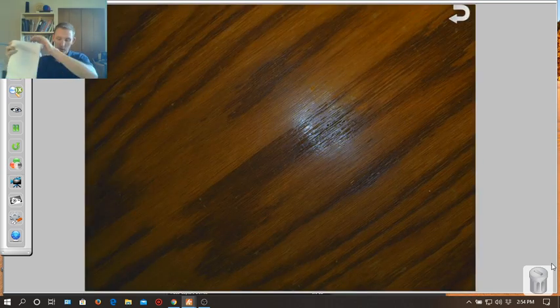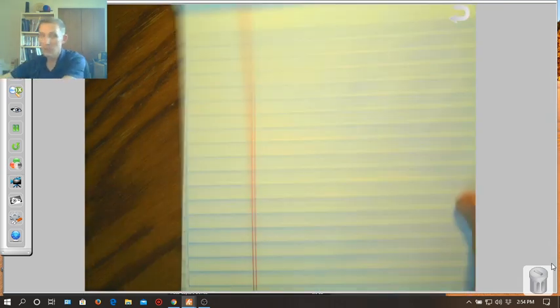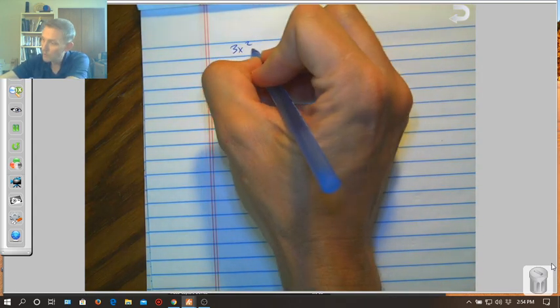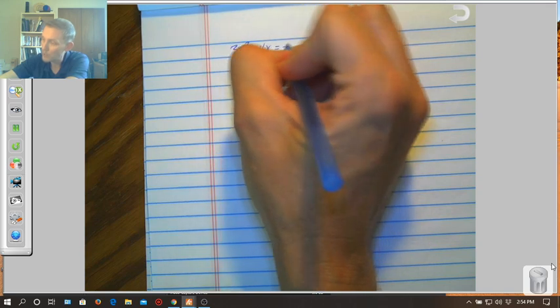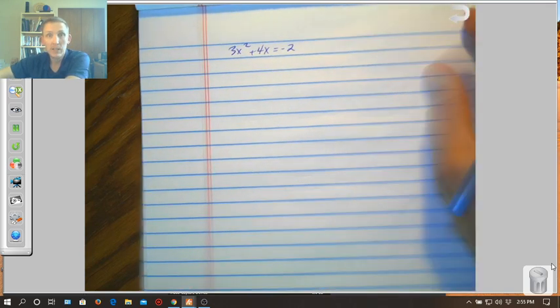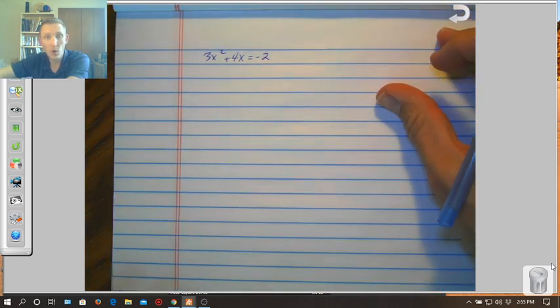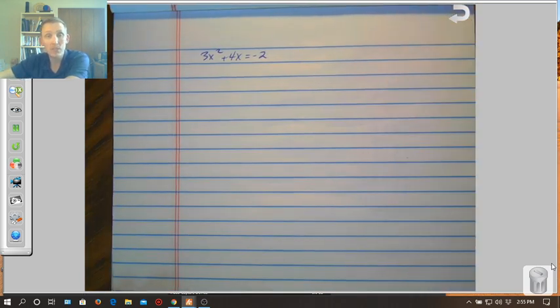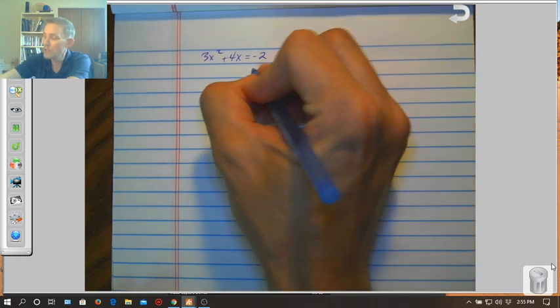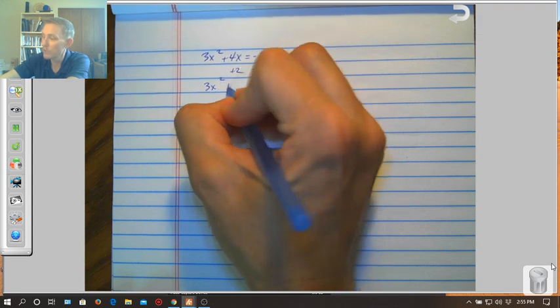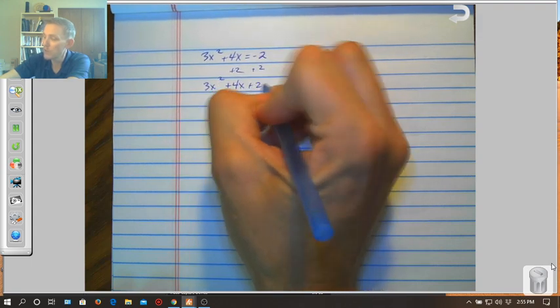Let's take a look at one other example. So if I look here, and I give you 3x squared plus 4x equals negative 2. The first thing about this example is not set equal to 0. So before I can find out the nature of the roots, I have to set it equal to 0. So I'm going to add 2 to both sides. So I get 3x squared plus 4x plus 2 equals 0.